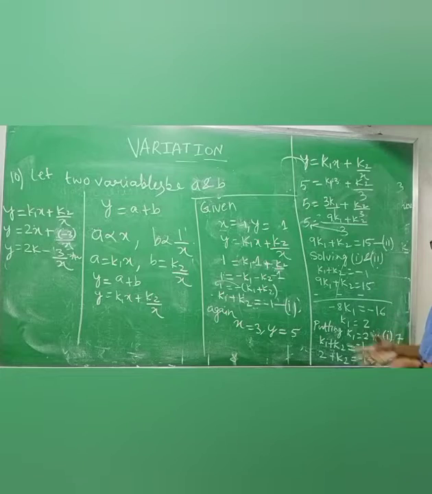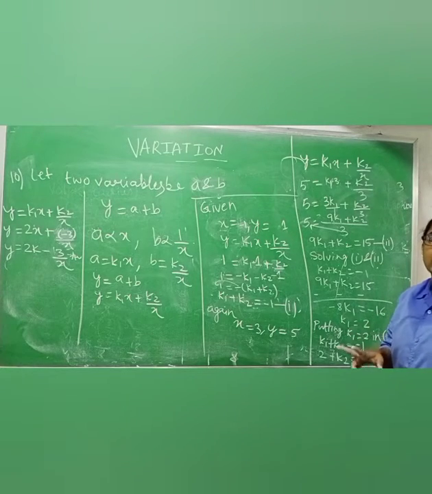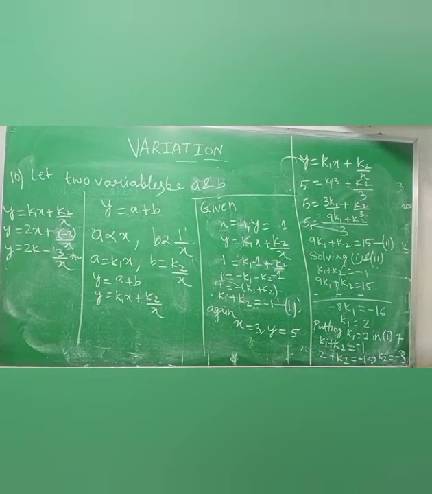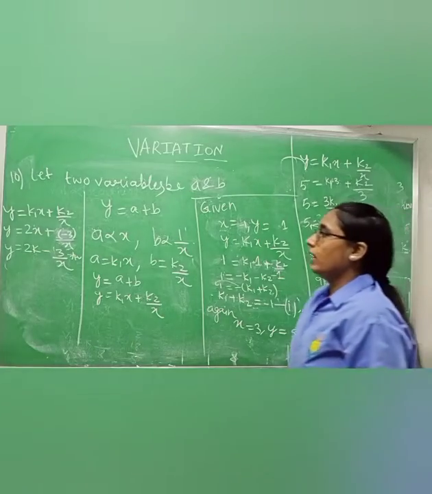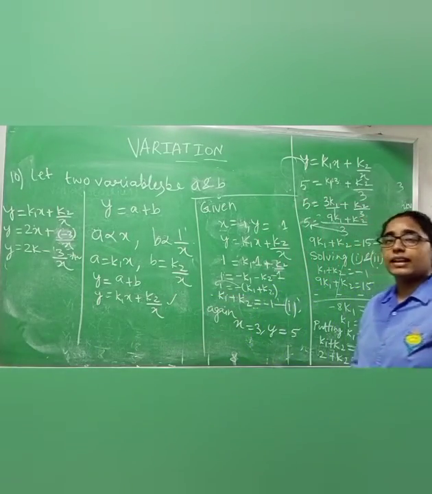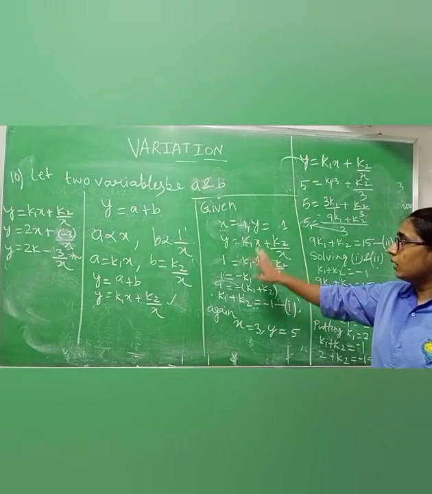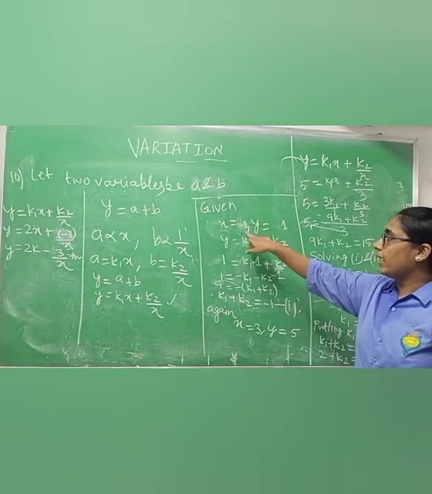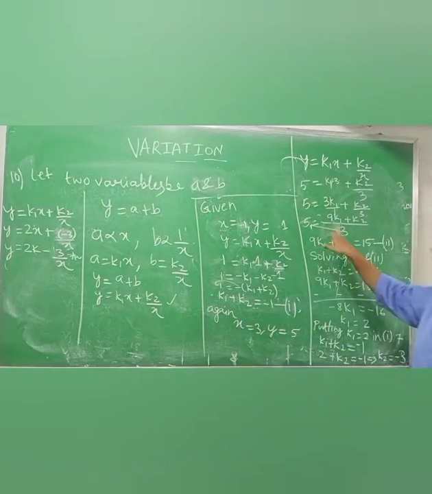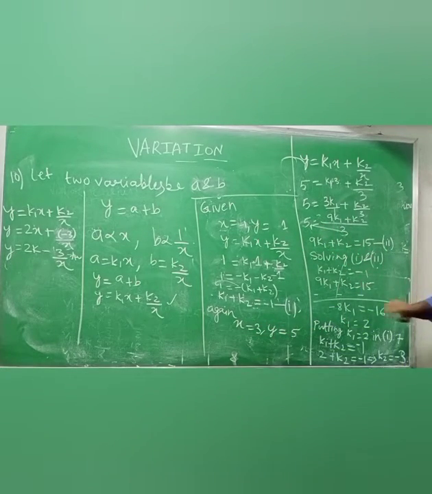Why have they given all such things? To find two equations. Solving those two equations, you will get the values of k1 and k2. Then you will put the values of k1 and k2 in this equation and you will get the relation of x and y. So what I have done: first I wrote the values of x and y and got one equation, again I wrote the values of x and y and got another equation between k1 and k2.